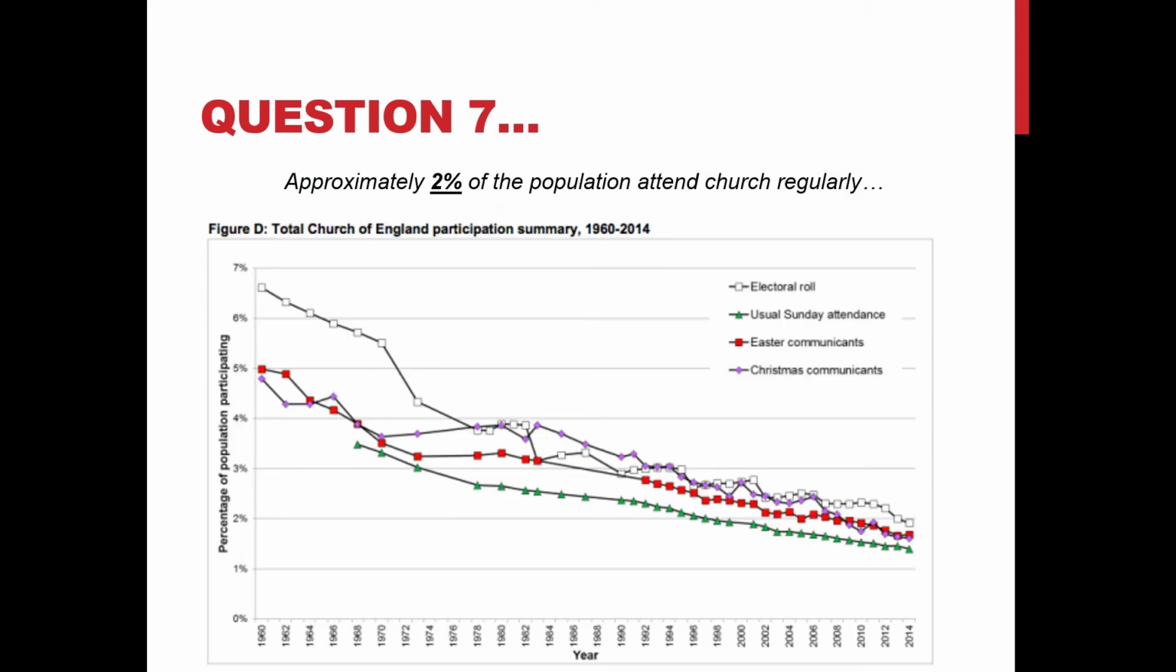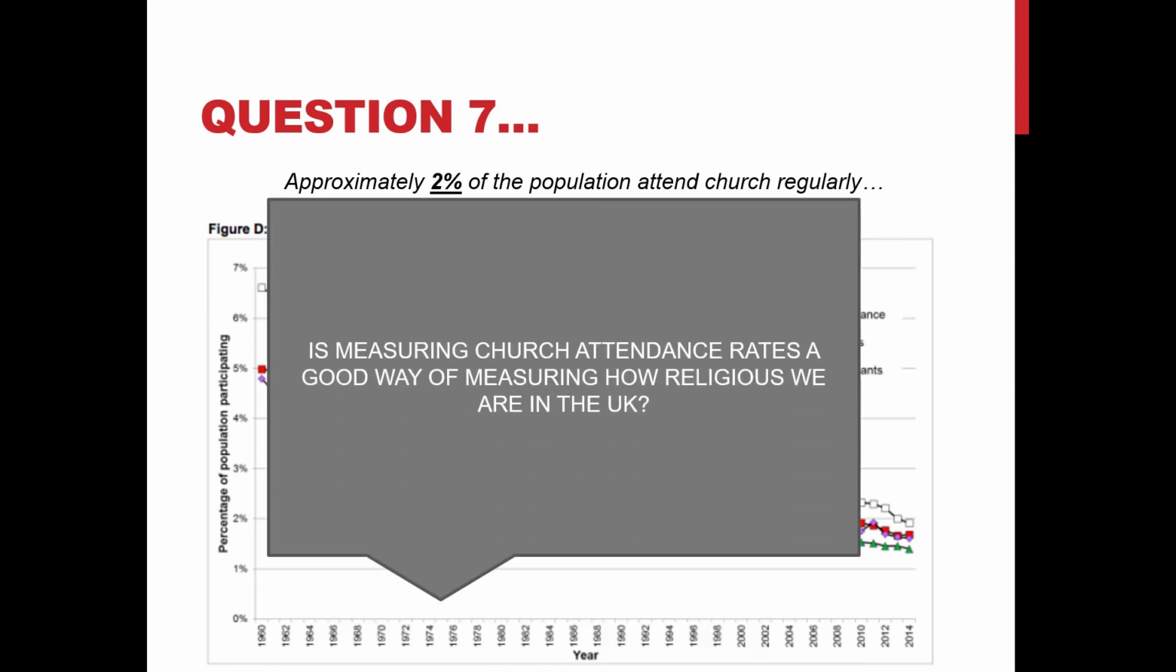Question 7 asked you what percentage of the British population attend church regularly. Well, data shows, as we can see from the graph on the screen, that church attendance has dramatically reduced. It's now estimated that approximately just 2% of the adult population attend church regularly.